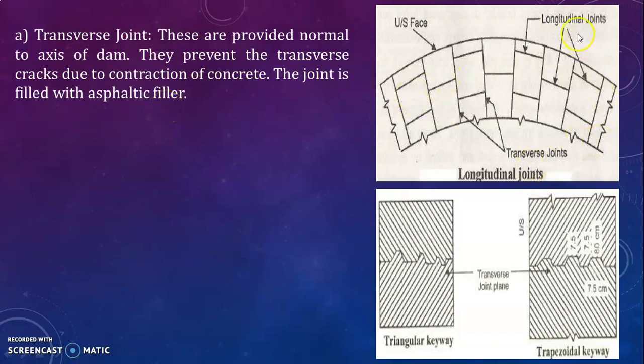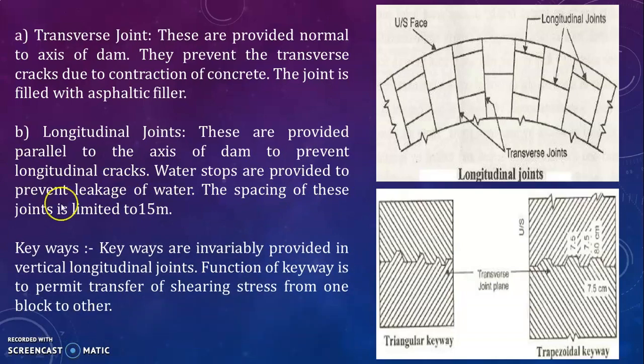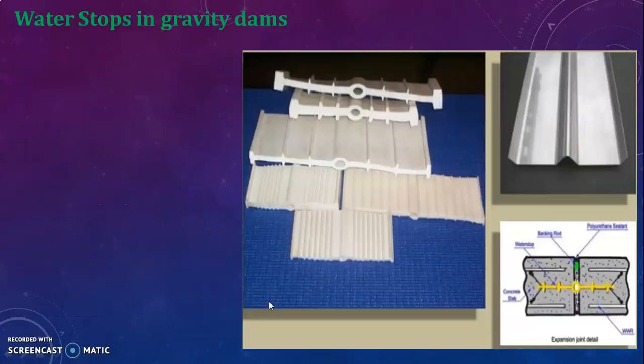You can see here, this is a longitudinal joint and these are the transverse joints. Longitudinal joints are provided parallel to the axis of the dam to prevent longitudinal cracks. Water stops are provided to prevent leakage of water. The spacing of these joints is limited to 15 meter. Keyways, these are the pictures of keyways. Keyways are invariably provided in vertical longitudinal joints. The function of a keyway is to permit transfer of shearing stresses from one block to another.